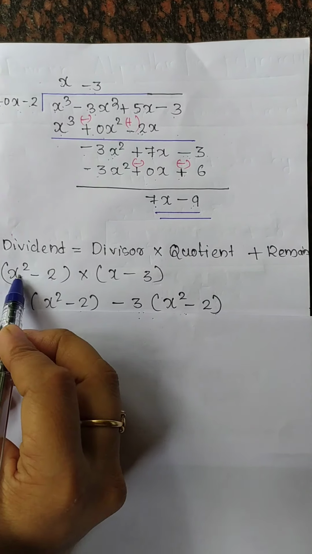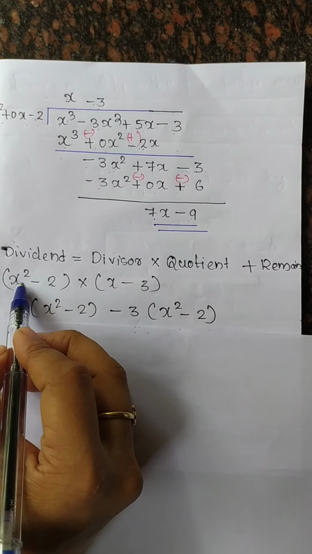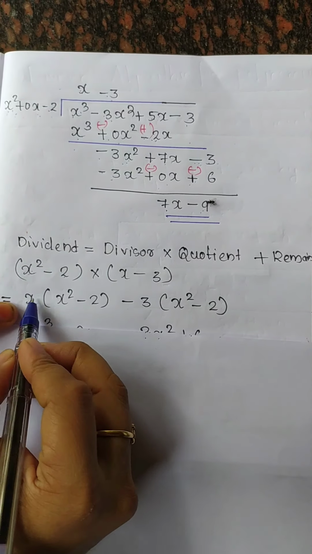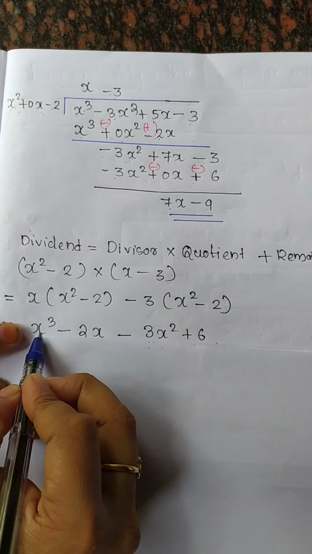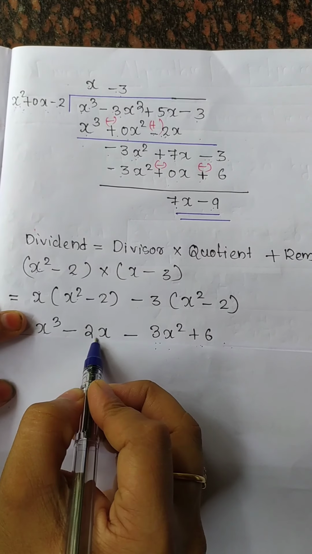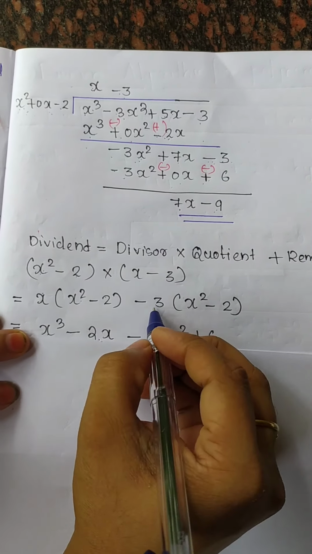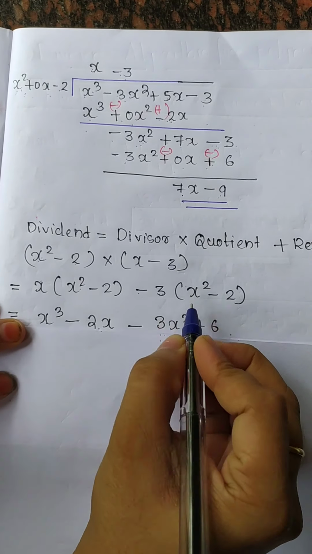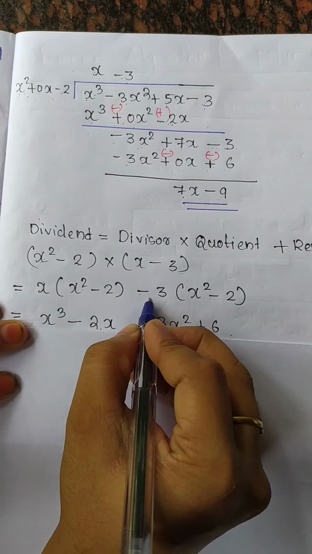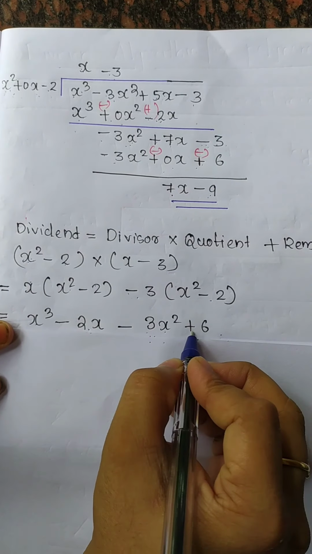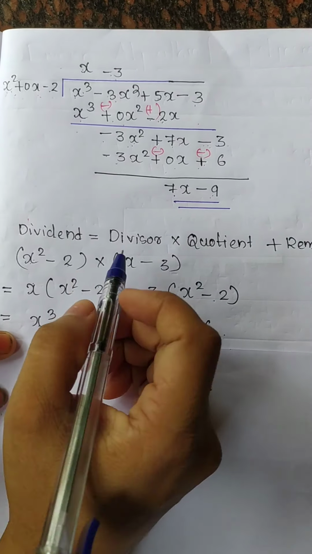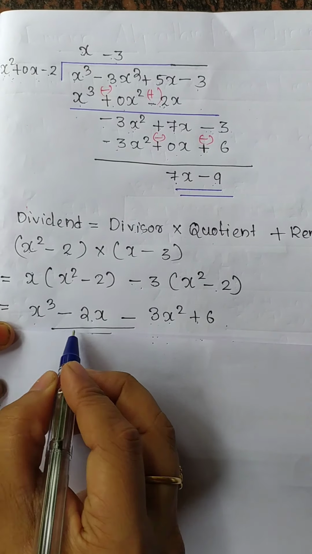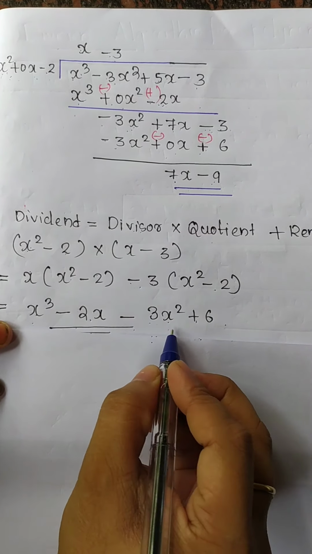Divisor x square minus 2 into x minus 3. What do you get? X square into x, x square minus 2 into minus 3. That we have to do. Then x into x square means x cube. X into minus 2 means minus 2x. Then minus, here we are opening our bracket. Minus 3 into x square means minus 3x square. Minus 3 into minus 2 means plus 6. Then when we multiply divisor into quotient, we get x cube minus 2x minus 3x square plus 6.